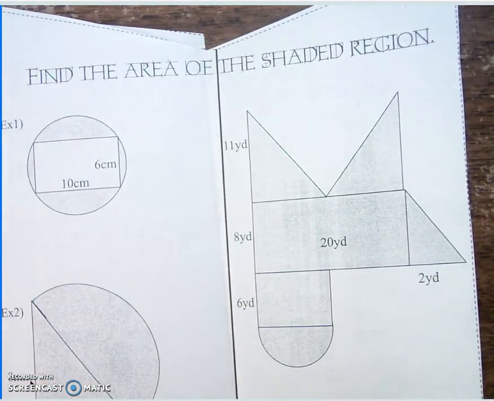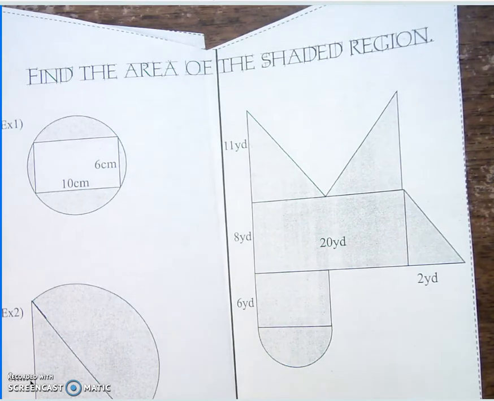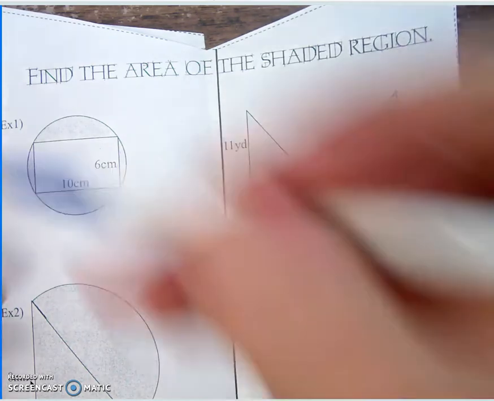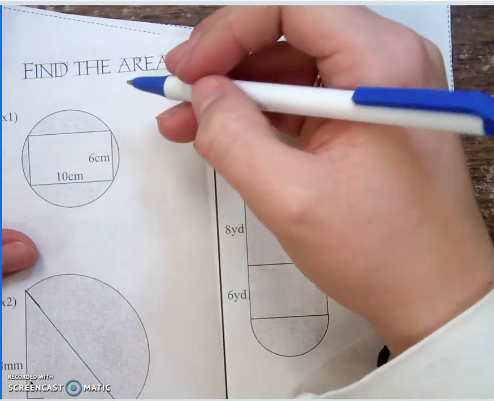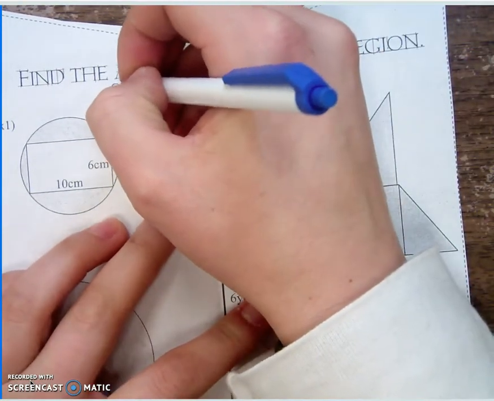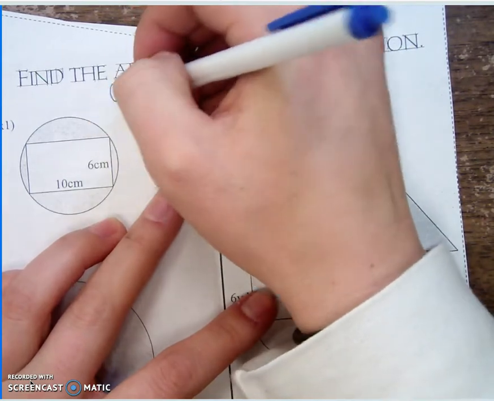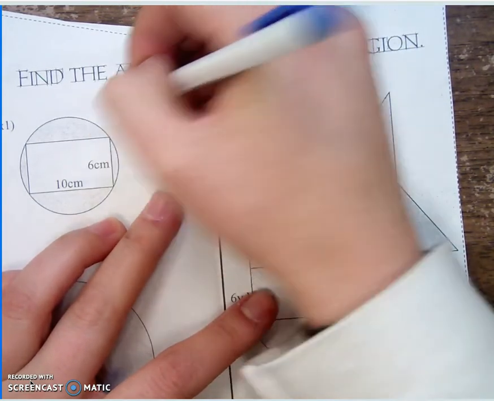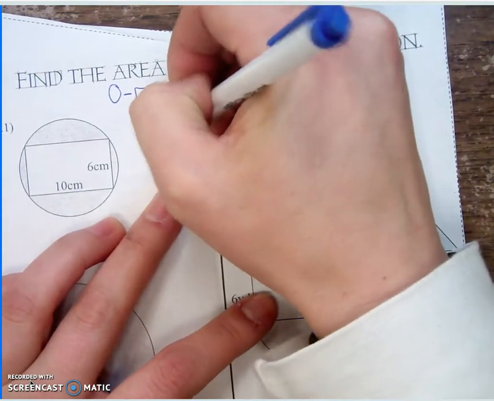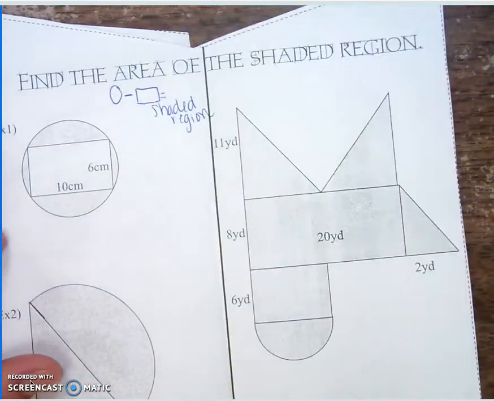Okay, we're given example 1. We're being asked now to find the area of the shaded region. All right, so if I'm looking for the area of the shaded region, I need to find the area of the circle, and I'm going to subtract the area of that rectangle to get the shaded region. So I need to find the area of the circle.